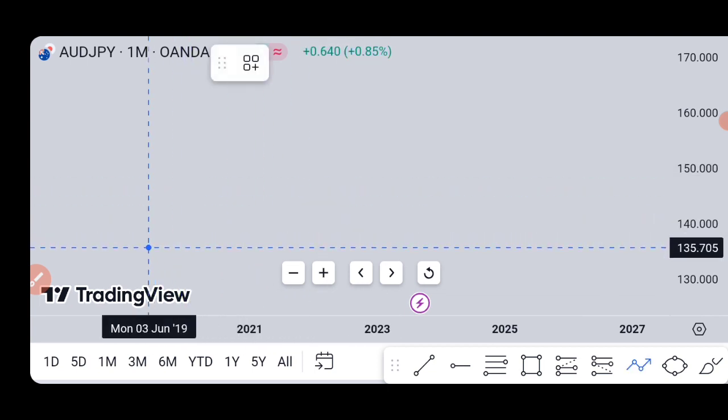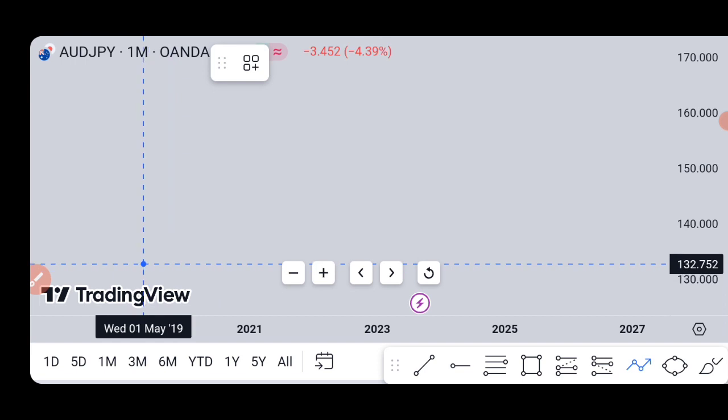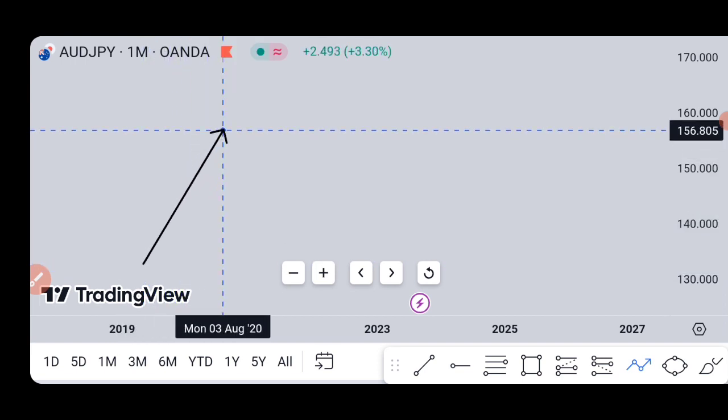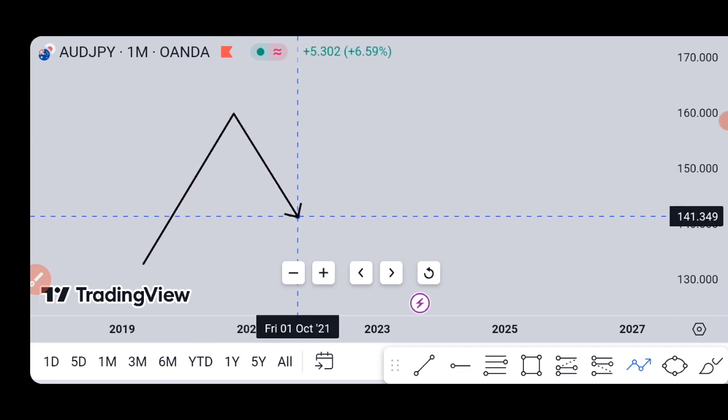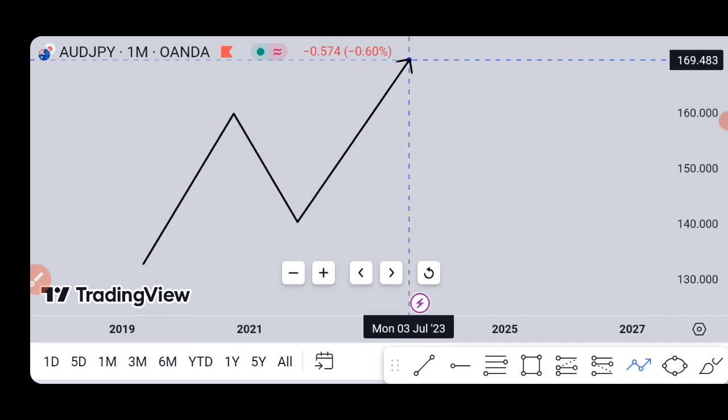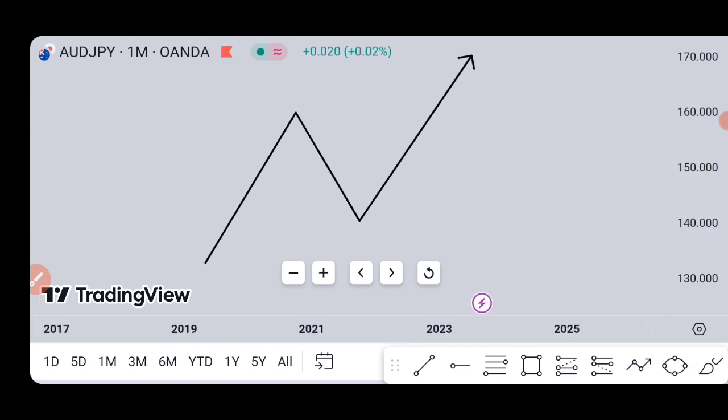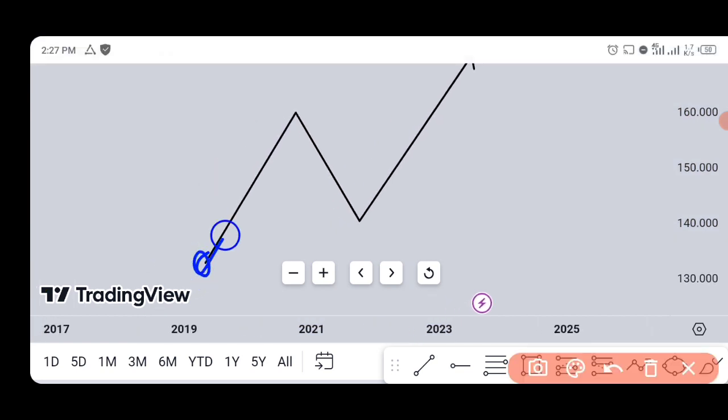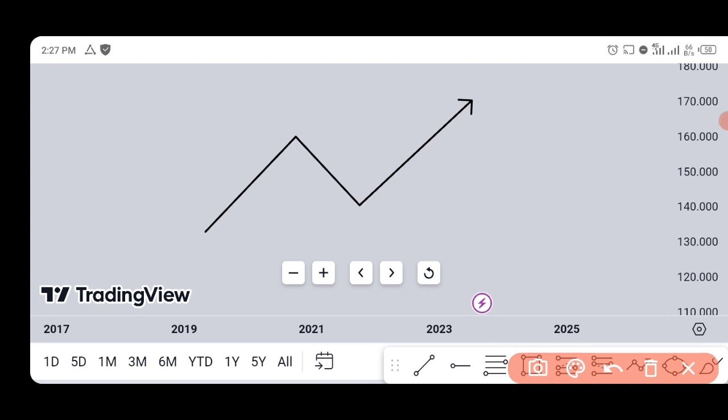In every Fibonacci move, we have A, B, C, D. So this is the complete Fibonacci move from A to B to C to D. It's as simple as that. Let me explain more. From here, this is our A, the starting point, B, a turning point, C, a turning point, and D, the target.